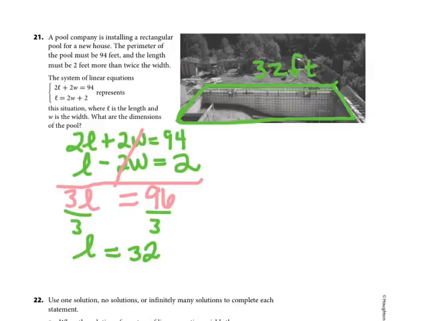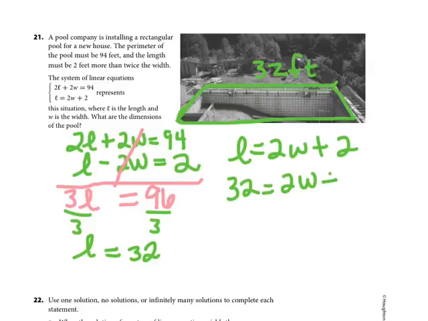Let's find our second length, our second dimension. So I'm going to substitute into the second equation. So L is equal to 2W plus 2. I'm going to take the L and plug it in right here. So instead of writing the L, I'm now going to write the number 32. And then 2 widths plus 2. And I'm going to work on solving that.